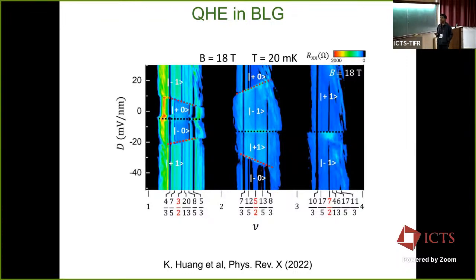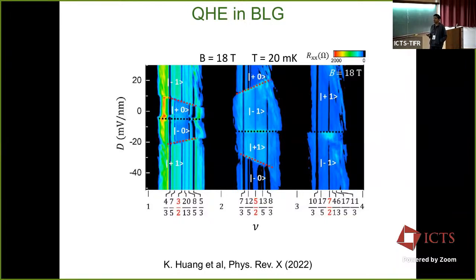It's a map of RXX as a function of the displacement field and the filling factor. The dark colors correspond to 0 RXX. So one can see both the integer and the fractional phases. Interestingly, you also see even denominator phases here. So it's a pretty good sample.